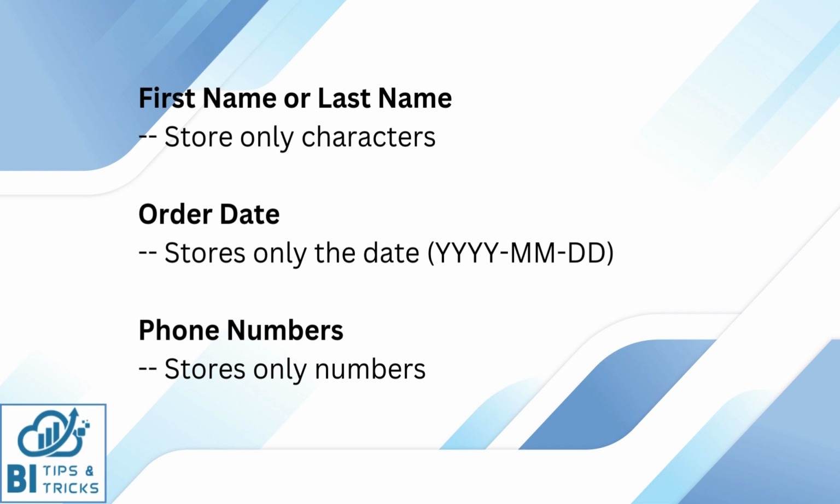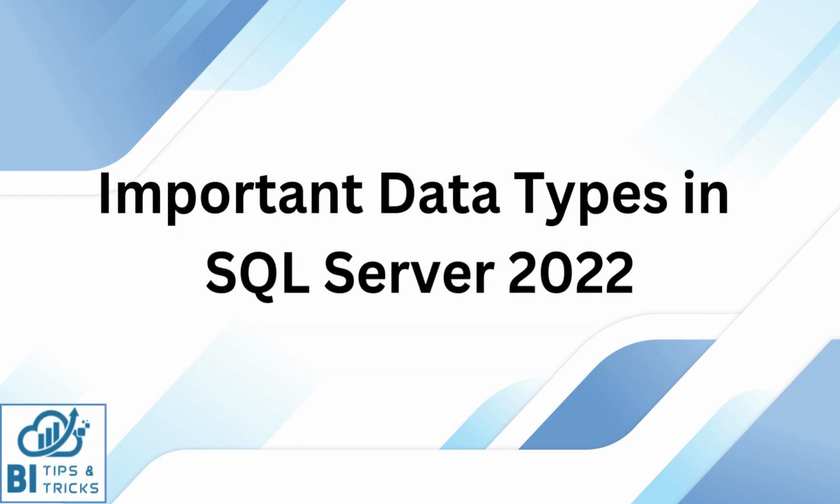Here are some examples of column names and what kind of data they can have. First name or last name: store only characters. Order date: stores only the date, not numbers or characters. Phone number: stores only numbers, not characters. Let's check important data types in SQL Server.